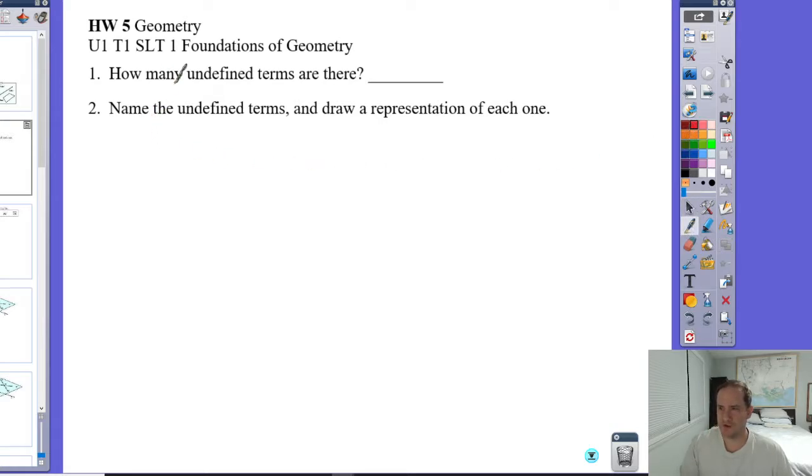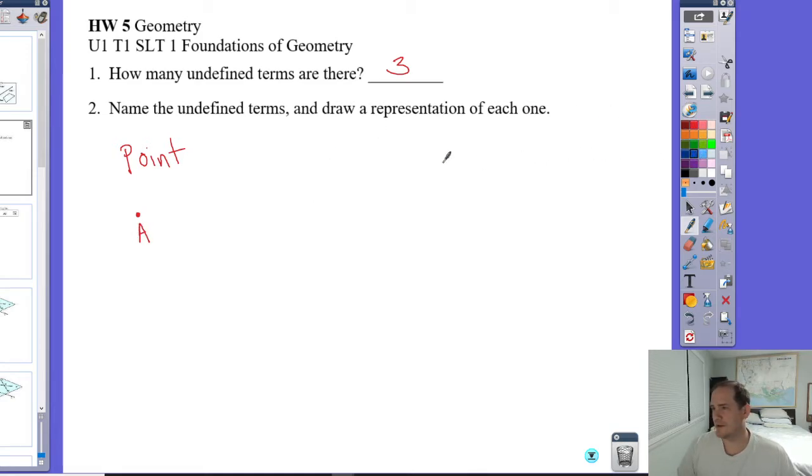So number 1 is asking how many undefined terms are there in geometry, and we know there's only 3. And then number 2 is asking you to name them and draw them. So we know that the first one is point, and we always represent a point just with a dot, and we name it with a single uppercase letter.